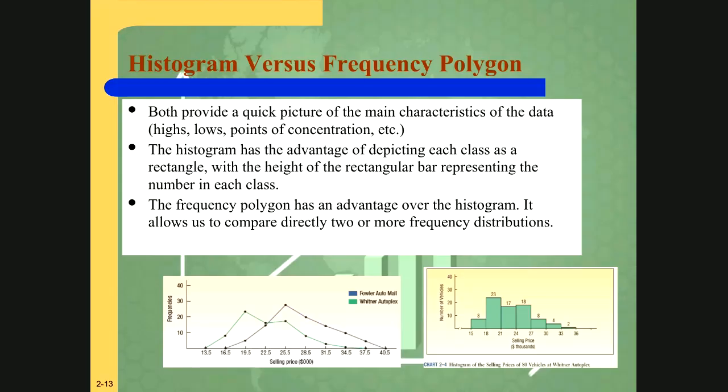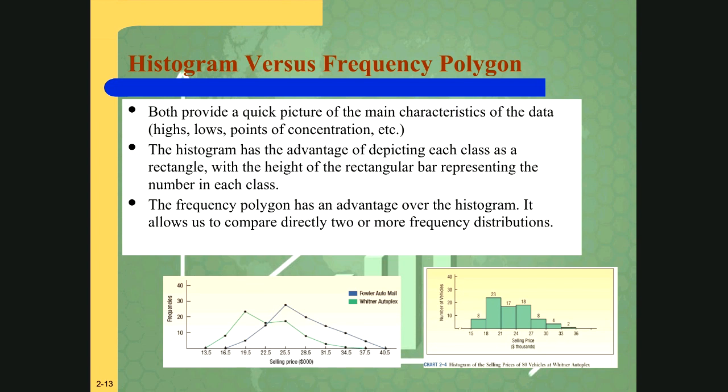Okay, so histogram versus a frequency polygon. Yes, both of them provide a quick picture of the main characteristics of the data: the highs, lows, points of concentration, etc. The histogram has the advantage of depicting each class as a rectangle, with the height of the rectangle bar representing the number in each class. The frequency polygon has an advantage over the histogram. It allows us to compare directly two or more frequency distributions.